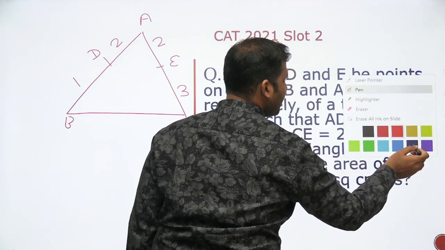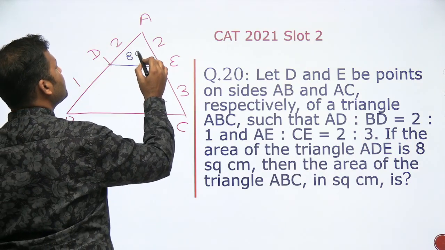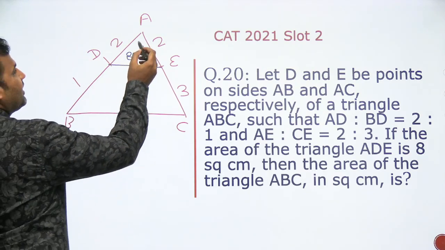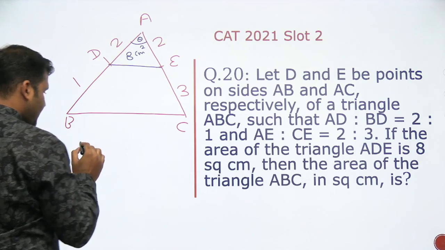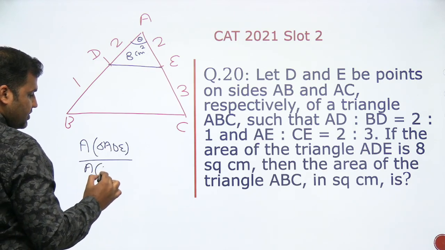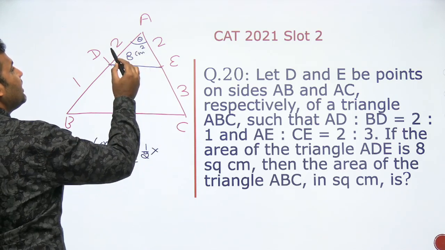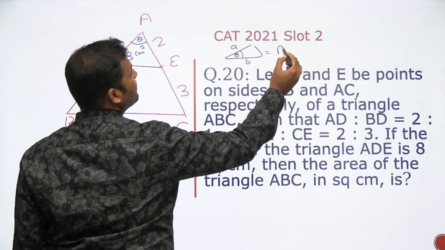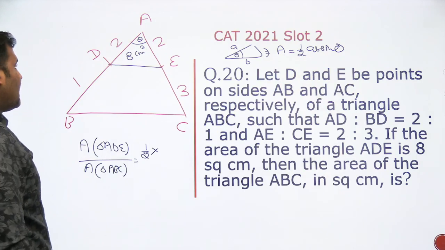So guys, it's the simplest and easiest question. Area of ADE is given to me as 8 centimeters square. What we are supposed to find out is the area of the whole triangle ABC. Guys, you see that? ADE and ABC both have the same angle theta. Can I say that area of triangle ADE with respect to the area of triangle ABC will be equal to half into, in ADE, right? You should know that in a triangle, if two adjacent sides are given to you and the angle between them is theta, then the area of the triangle is half into AB sine theta.